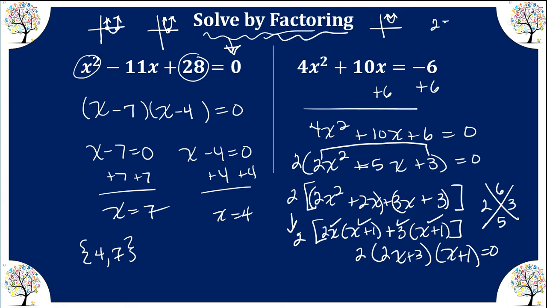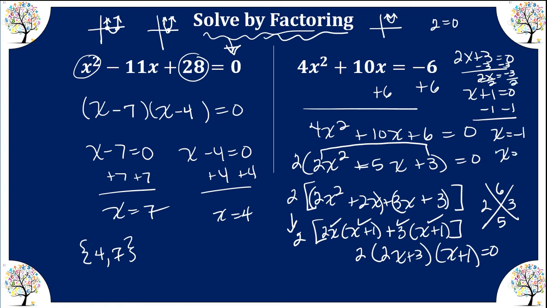Now we're going to set 2 equal to 0. We're going to set 2x plus 3 equal to 0, and we're going to set x plus 1 equal to 0. We subtract 1, so one solution is negative 1. We're going to subtract 3. We have 2x equals negative 3. We're going to divide by 2. So our other x-intercept is negative 3/2. And then 2 equals 0 is just a false statement. So using curly brackets, negative 3/2 is smaller, and then we have our negative 1.